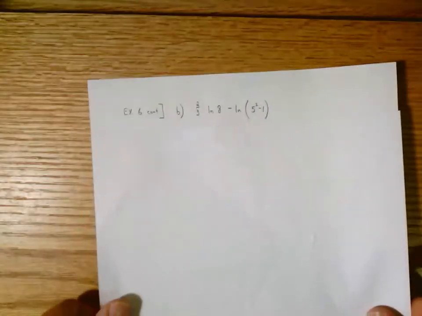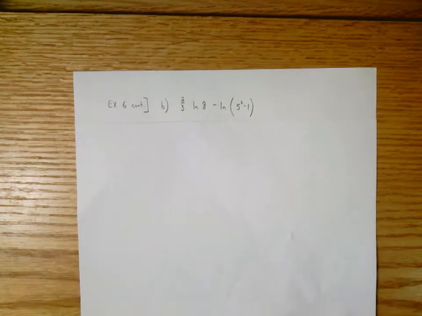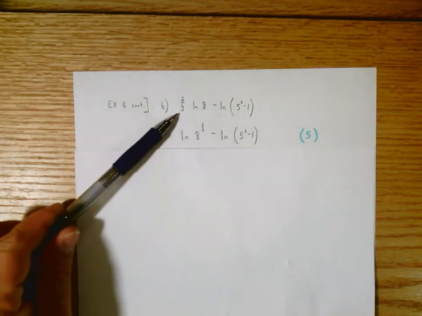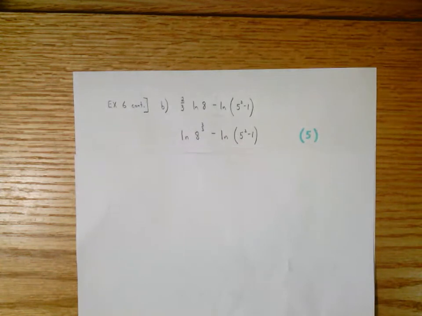All right, example 6b. 2/3 the natural log of 8 minus the natural log of the quantity 5 squared subtract 1. Obviously the book's authors are just being silly here with the 5 squared subtract 1. I'm going to begin this with that all-important fifth property, rewriting the coefficient 2/3 on this logarithm as an exponent on the argument. Then I'm going to simplify both arguments.